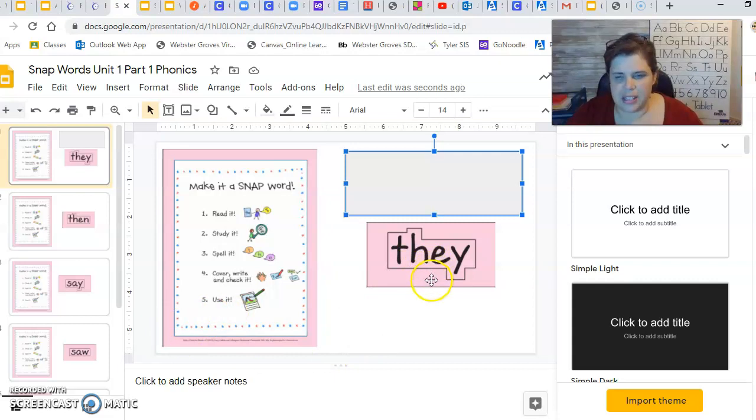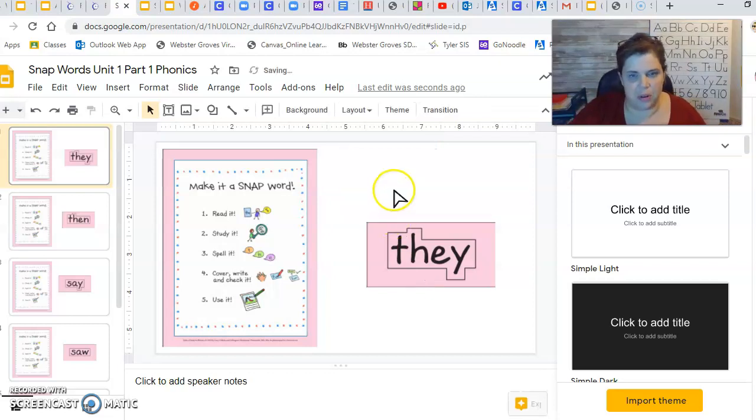Can you think of a good sentence to use? I'm going to let you think for a moment. Okay, tell me what it is. All right. They can go to the store. They had peanut butter and jelly for lunch. Excellent, excellent work. All right, you ready for the next word? That's our first snap word.